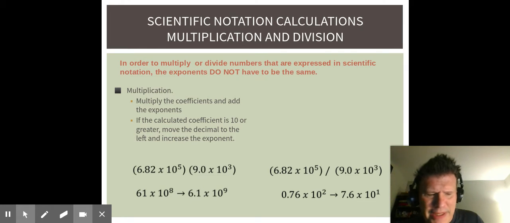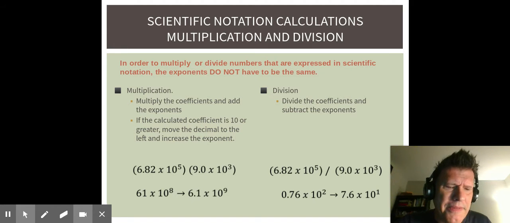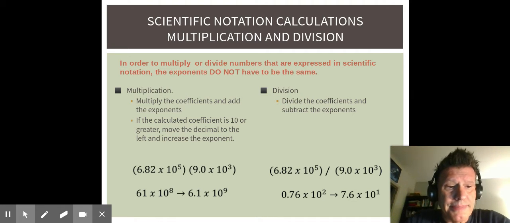So again, if you look right there, it's telling you what to do. Division: you divide, you subtract your exponents, and you divide your coefficients. And again, make sure that you have the decimal point after the first real number.